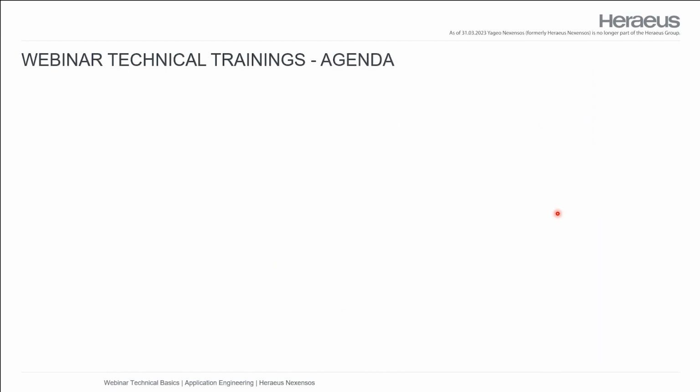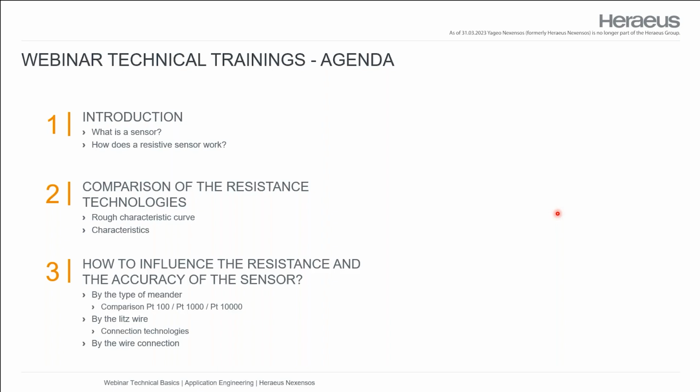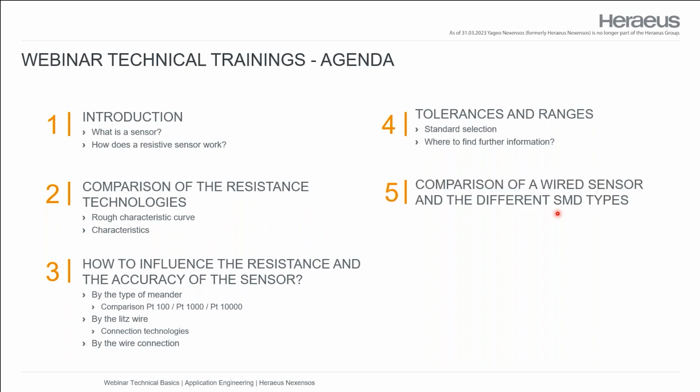Nevertheless, you should be able to see the presentation, and the plan now is to show you the agenda and the topics for the 2 days training. First of all, we want to clarify what is a sensor. The second thing is we want to compare the different resistance technologies. In the third point, we describe the influences to the resistance and in the end to the accuracy of a sensor. Then we want to talk about tolerances and ranges. And then I want to show you different sensor types and differences between a wired sensor and a sensor with the SMD type, which means surface mount device. And in the end, I want to show you some samples for installations or how you can pack our sensor for best use.